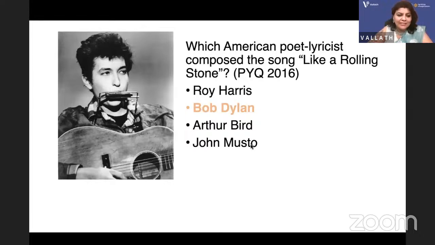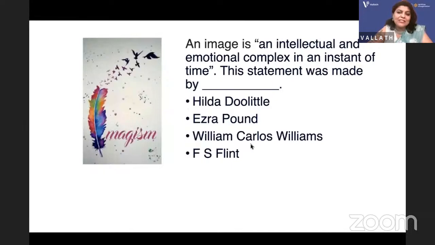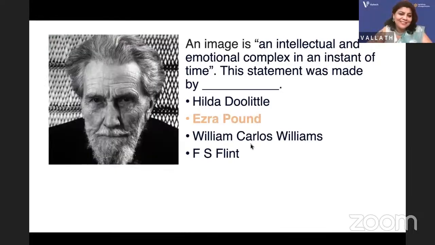The iconic Bob Dylan. An image is an intellectual and emotional complex in an instant of time. This statement was made by, is it Hilda Doolittle, Ezra Pound, William Carlos Williams, or F.S. Flint? Today we have two questions on imagism. What is the answer, Ankita? It is Ezra Pound who made this statement in his work A Few Don'ts by an Imagist. Very good. Ezra Pound.